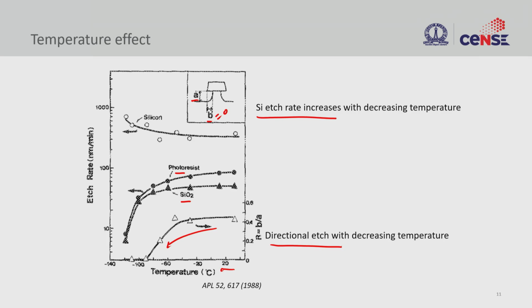The reason for this is when your radicals land on the wafer surface, they will always diffuse. There is a diffusion length associated with this radical, and this strongly depends on the temperature. When you reduce the temperature, your diffusion length is reduced because you are not supplying energy to these radicals. Because of that reduction in energy, you reduce the migration of these radicals, and this is how you achieve reduction in the lateral etch and improve your vertical etch, and that results in very high directionality.